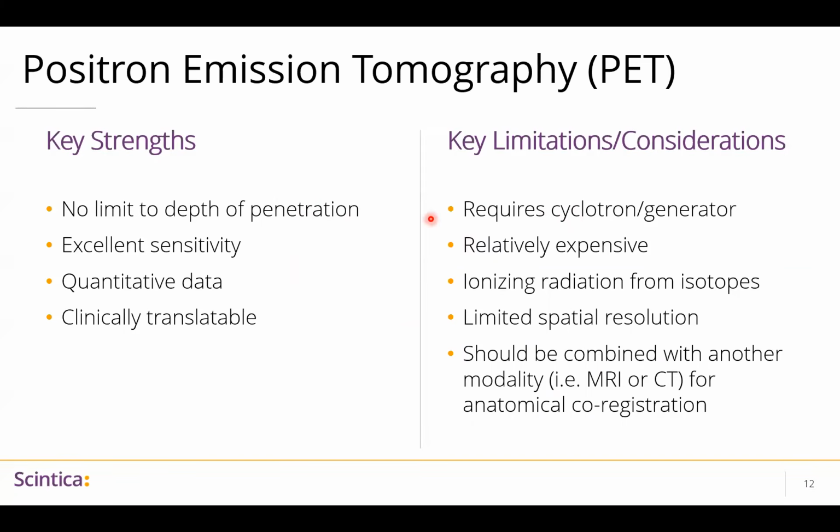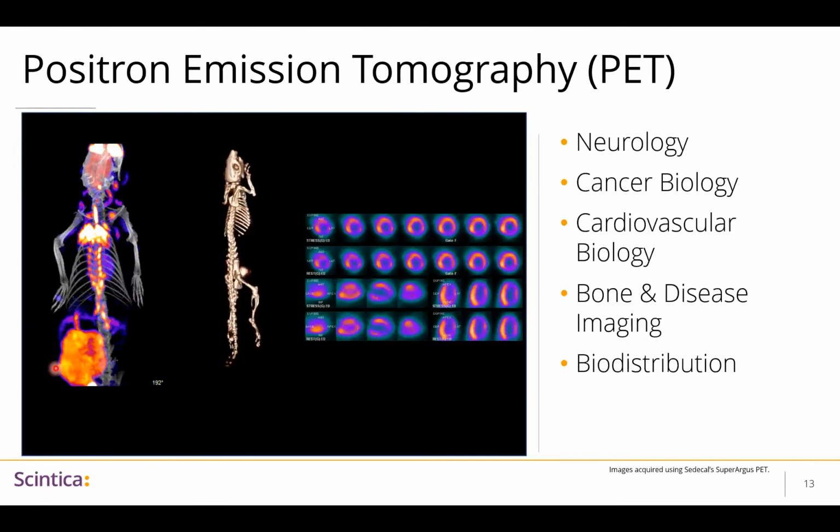Some considerations, again as we talked about, are having the cyclotron or a generator for the radionucleotides that we need close by. The systems themselves can be relatively expensive, and getting the contrast agent developed or the chemistry involved can also be expensive. We need to think about the ionizing radiation coming from the isotopes, although this is less of a consideration than it would be for something like CT. The spatial resolution, depending on the system, may be limited, and often we need to combine the imaging from PET with another modality such as MRI or CT to provide us with some anatomical context for where that signal is coming from. So here we can see a PET CT image looking at a tumor.